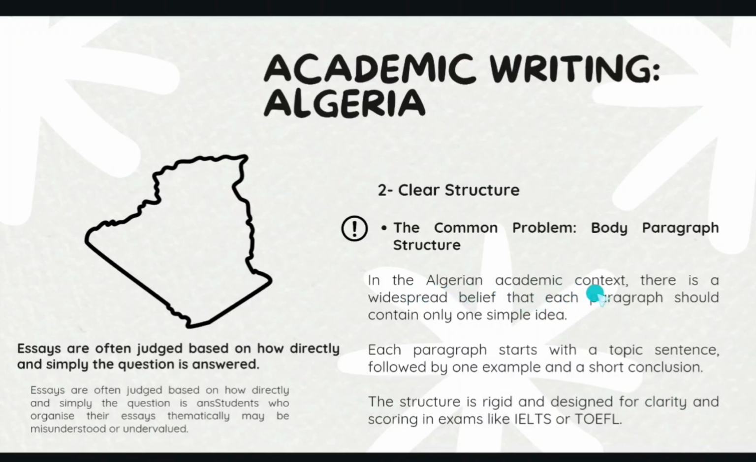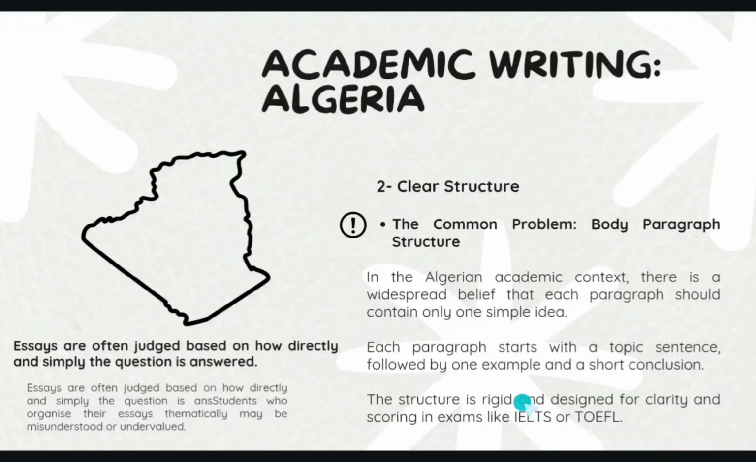In the Algerian academic context, there is a widespread belief that each paragraph should contain only one simple idea. Okay, this is so important. Each paragraph starts with a topic sentence, followed by one example, two, three, a short conclusion, and that's it. This structure is so rigid, and it is actually designed for clarity and scoring in exams like IELTS or TOEFL. And this is why it's actually called the IELTS style of writing. In this structure, each body paragraph contains one point only.